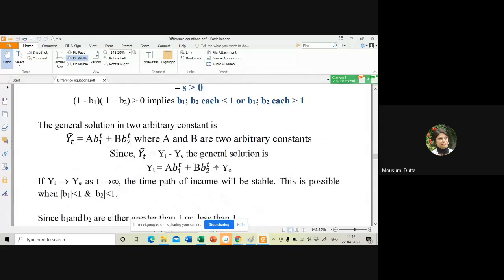Next, we are moving towards the general solution. The general solution in two arbitrary constants is given by yt hat is equal to A B1 to the power t plus B B2 to the power t, where A and B are two arbitrary constants. Now yt hat is equal to yt minus ye, so we can keep yt on the left hand side, and on the right hand side we will bring ye. So the structure of the time path is given by yt is equal to A B1 to the power t plus B B2 to the power t plus ye. This is the structure of the time path of yt.